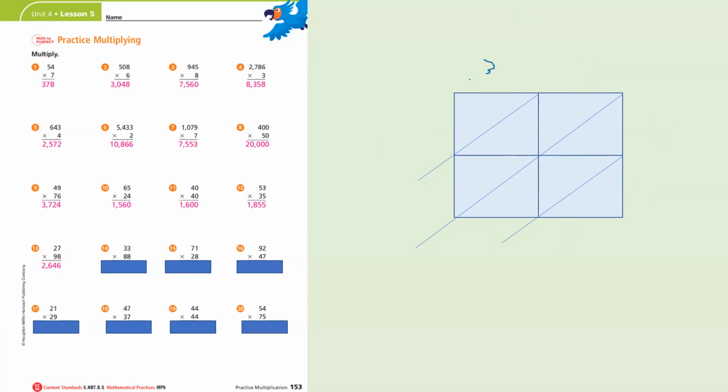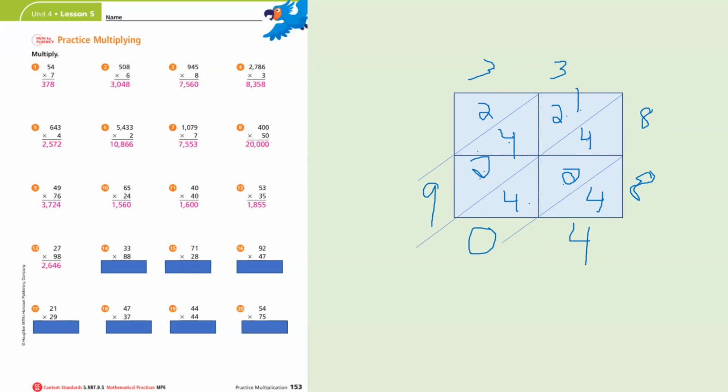33 times 88. Ooh, what in the world happened there? 8 times 3 is 24. 4 falls down. 4 plus 4 plus 2 is 10. 2 plus 1 is 3, plus 4 is 7, plus 2 is 9. I'm going to recount that. 2 plus 4 is 6, 7, 8, 9, yep. And then the 2 falls down. Answer's 2,904.